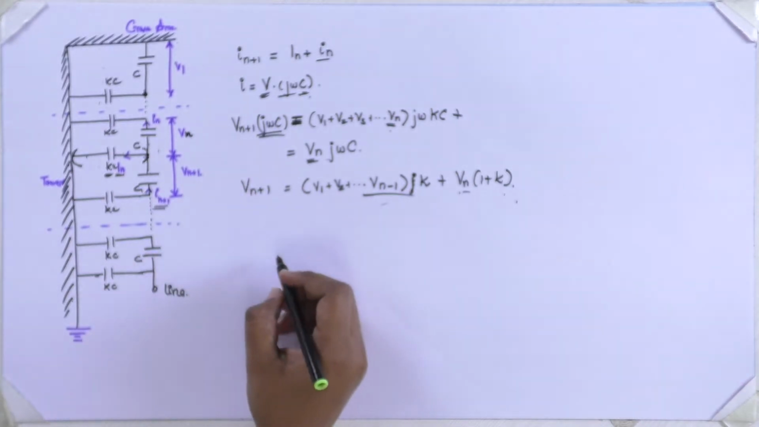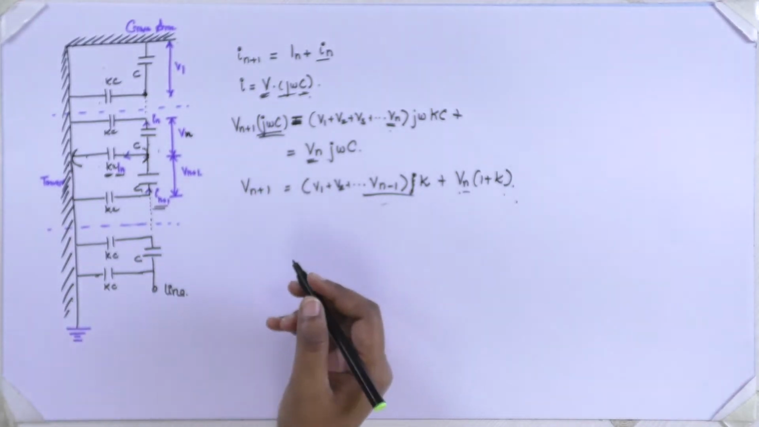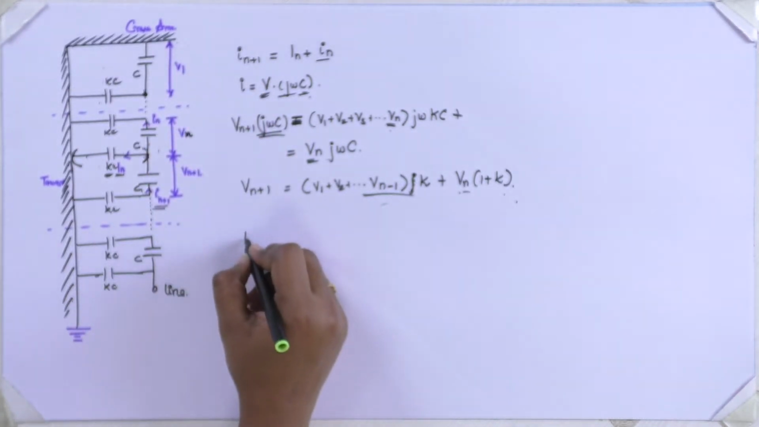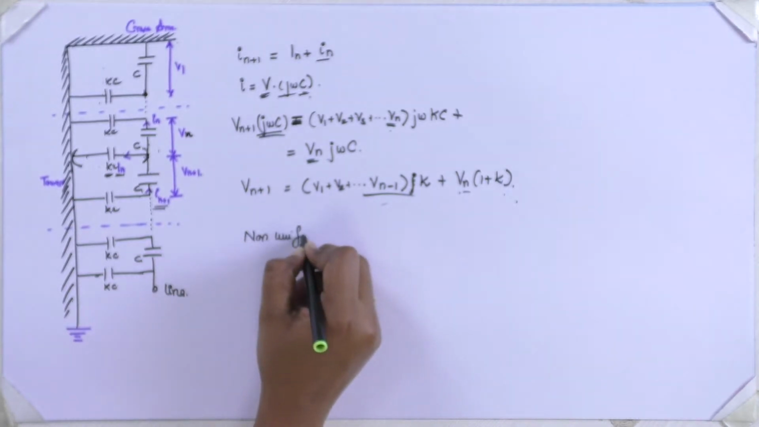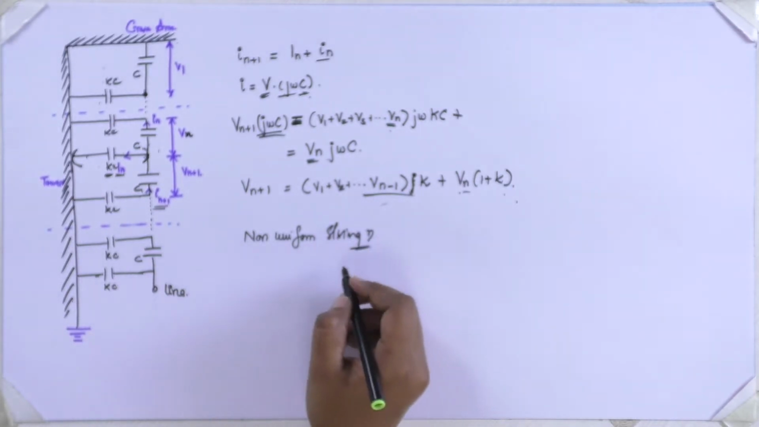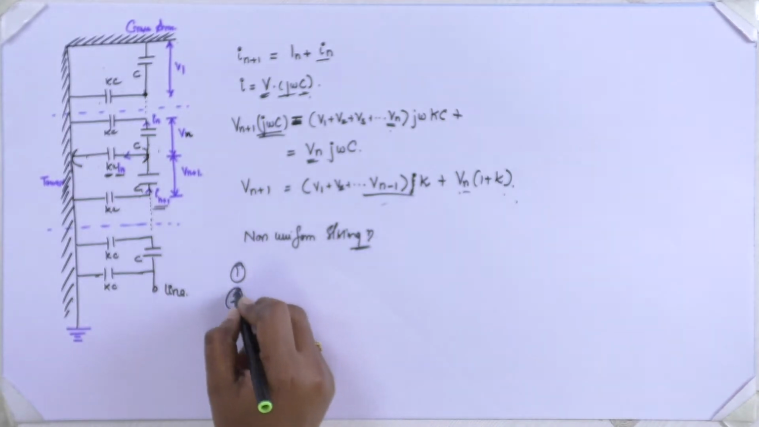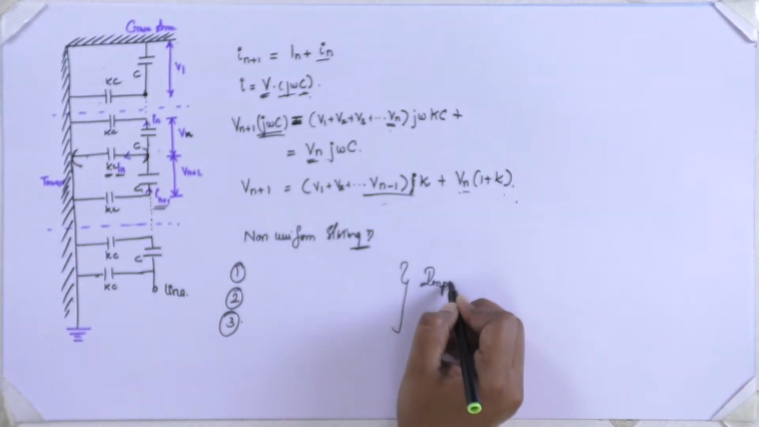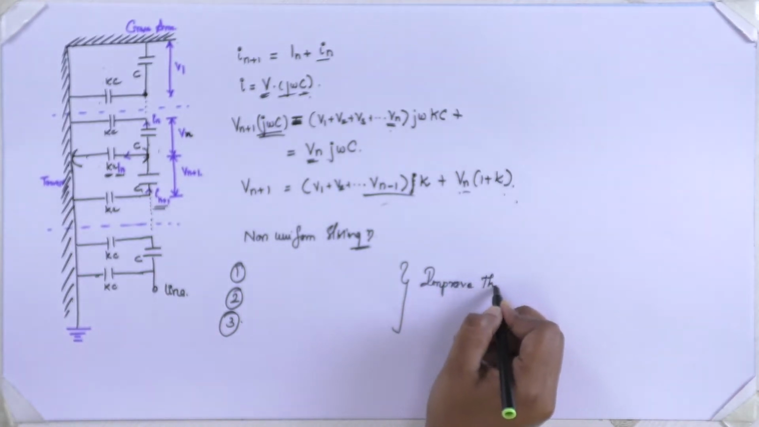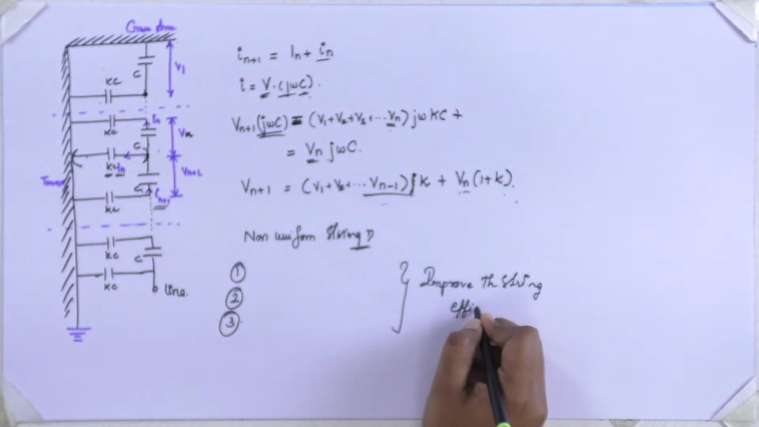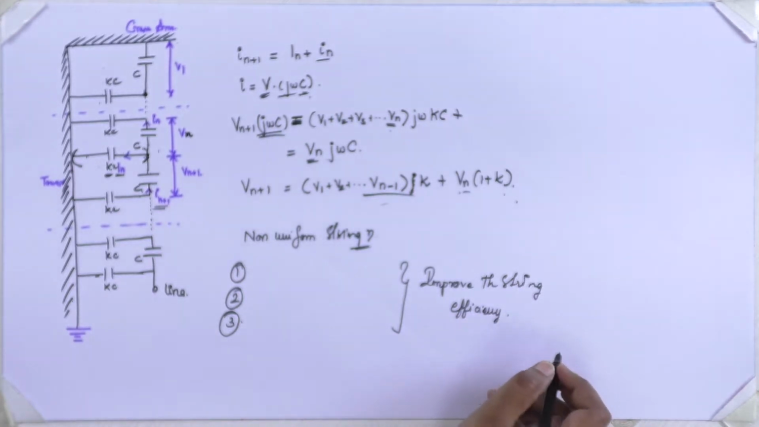If I want to calculate the string efficiency and it is not uniform, what do I have to do? I want the string efficiency to be uniform. Non-uniform string efficiency is not what I need. So there are three methods to improve the string efficiency. These three methods are used to improve the string efficiency. Why am I improving the string efficiency? It directly plays a major part in the efficiency of the total transmission system. That's why I want to improve the string efficiency.